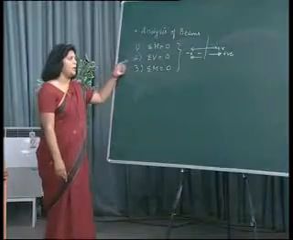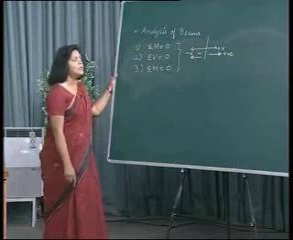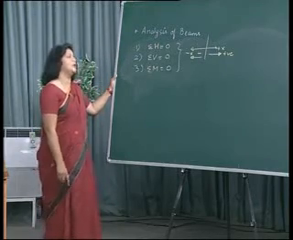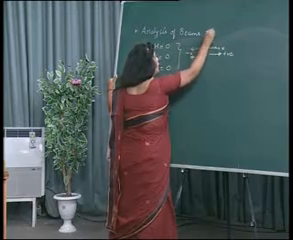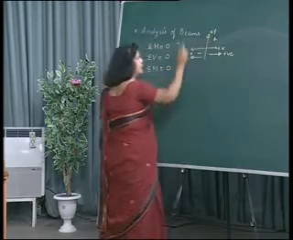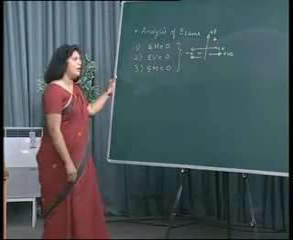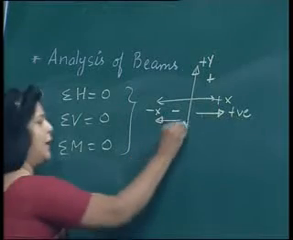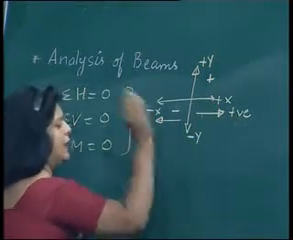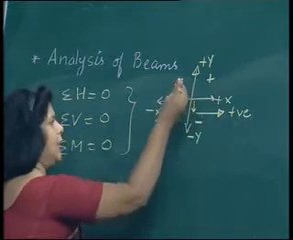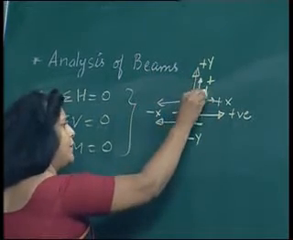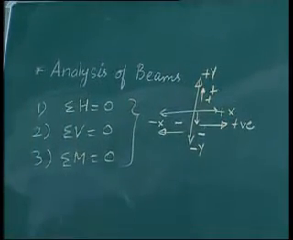Similarly, for sigma V equal to 0, that is the algebraic summation of all the vertical forces, if the force is moving in the positive y direction, or upward, we consider it positive. If the force is moving in the vertical downward direction, we call it negative. So a downward force is considered negative, and an upward force is considered positive.